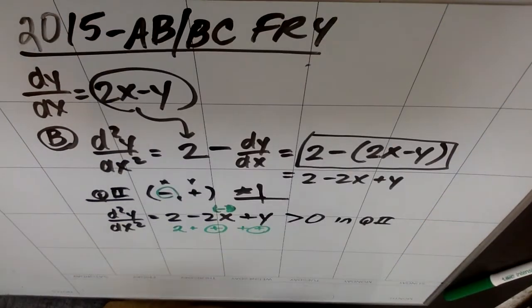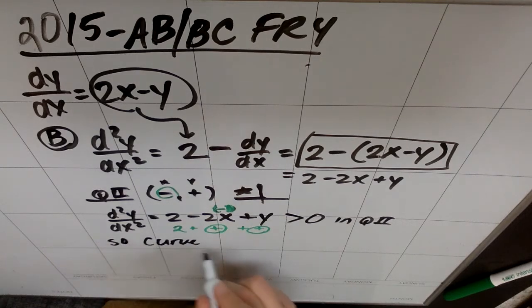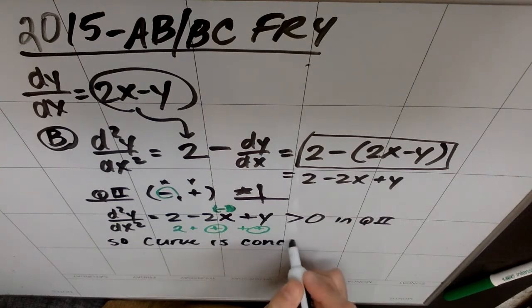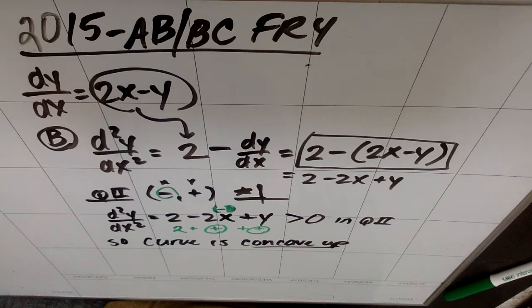Well, if d squared y dx squared is greater than 0 in quadrant 2, then what that means is that the curve is concave up. All right, so what they needed you to recognize is that concavity is about the sign of the second derivative, right? And because this second derivative could never be smaller than 2, because it's a 2 plus essentially two positive numbers here, this curve has to be concave up in quadrant 2. Cool.